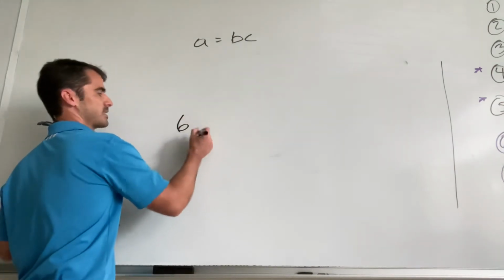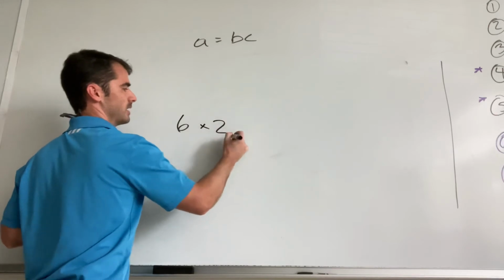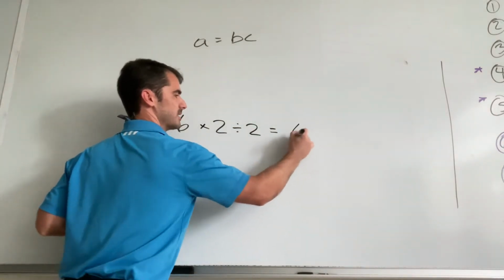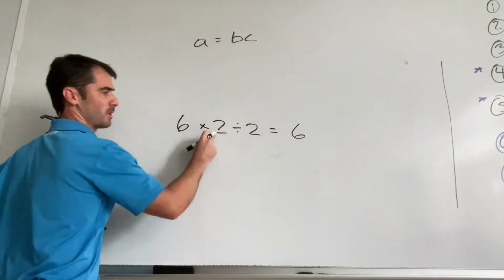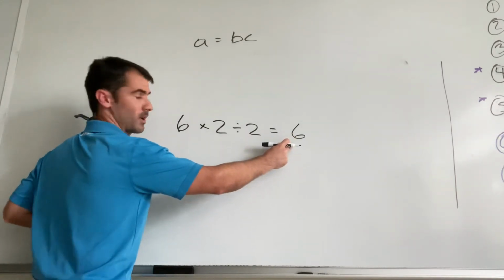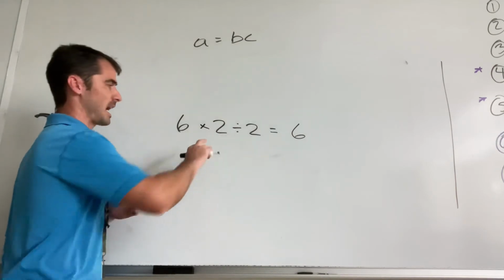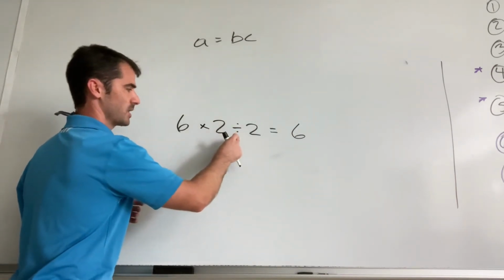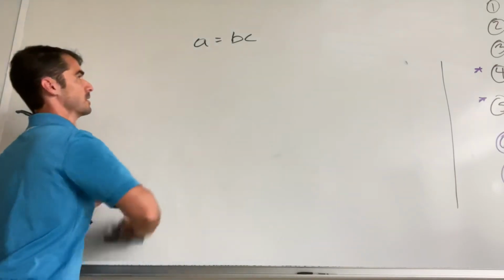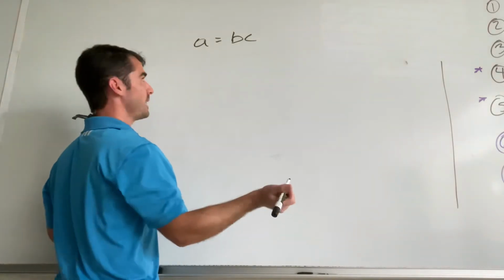If I took 6 and said, I'm going to multiply by 2, and then I'm going to divide by 2, that would give me 6. So taking 6, multiplying by 2, and then dividing by that same number puts me back where I started. As long as you're using the same number, if you use the opposite operation, so multiplication and division, addition and subtraction, it's going to cancel out. So here, again, I'm going to solve for b.